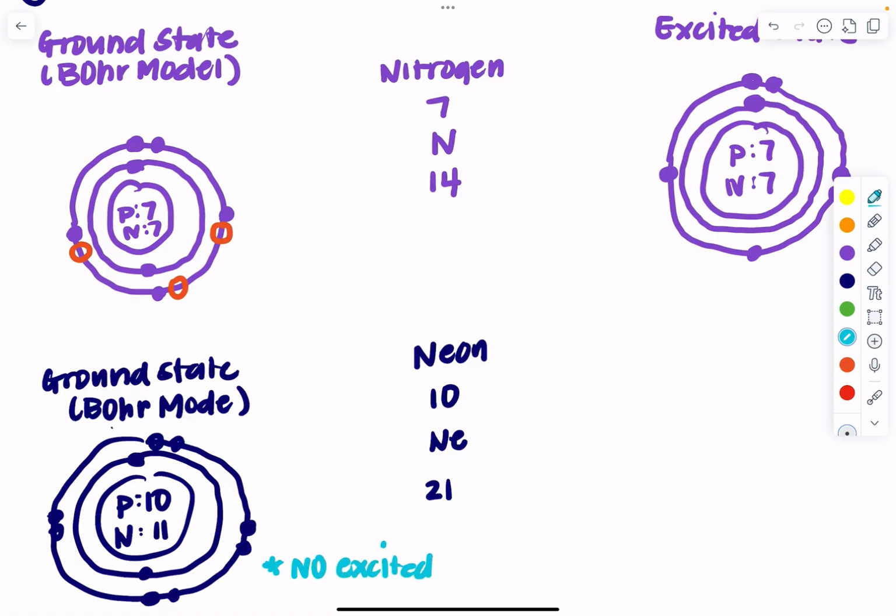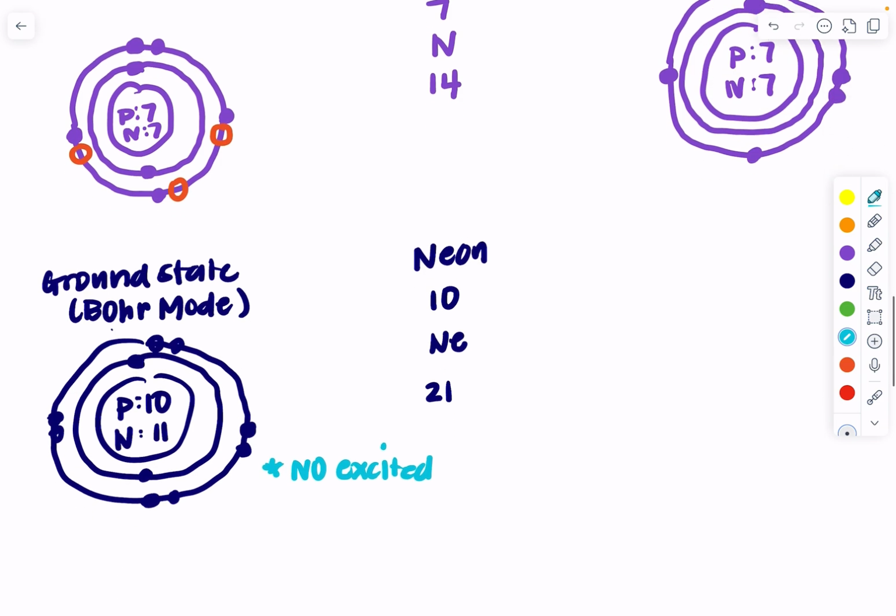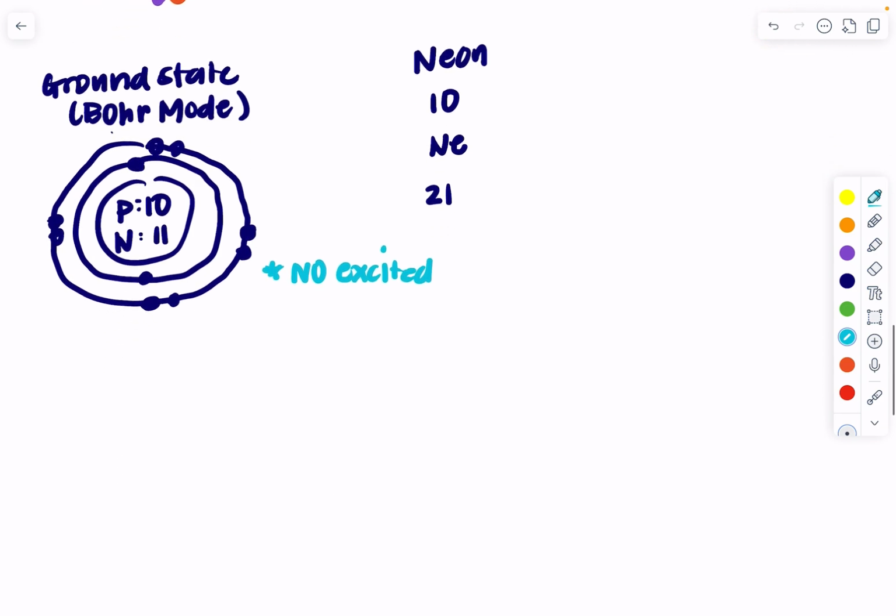Okay. Noble gases are a little bit weird. It basically relates to the idea of stability and reactivity.